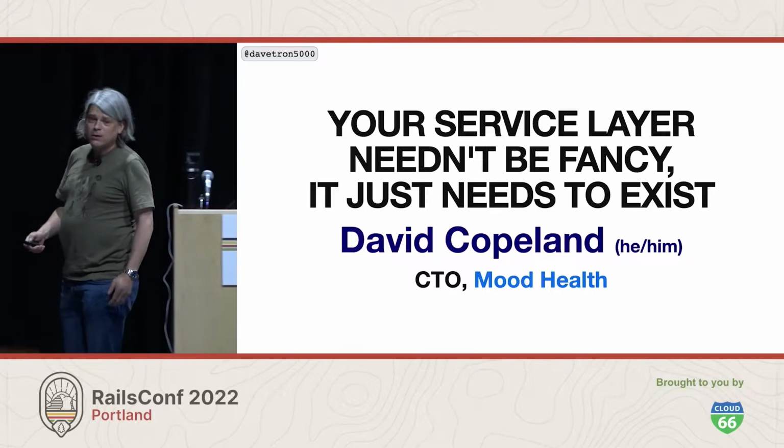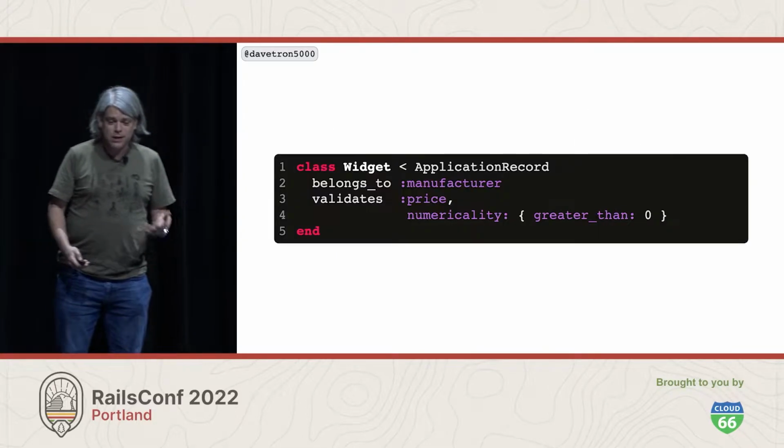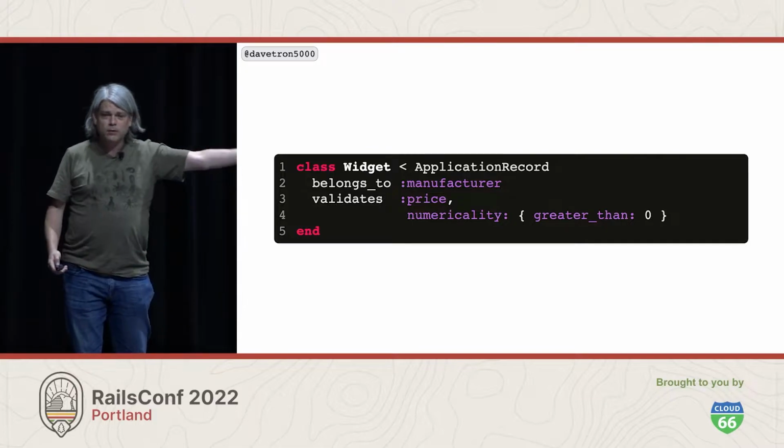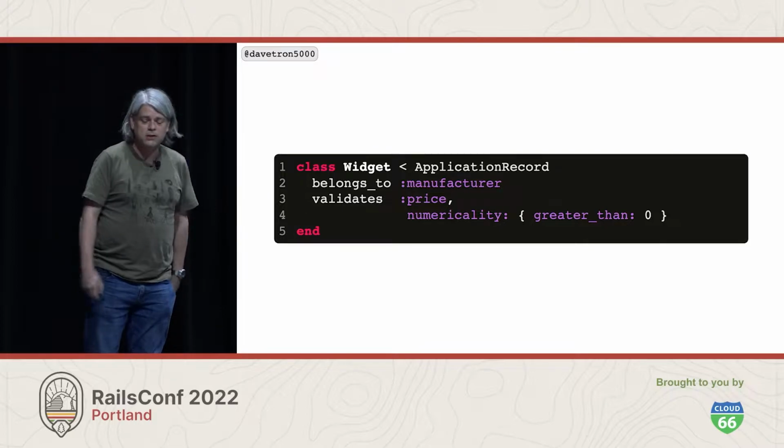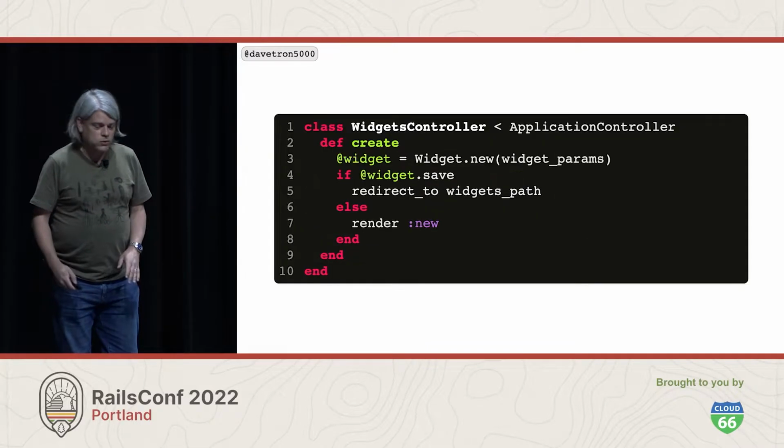This is a talk about code and what to do with it, so let's look at some. We've got a widget, right? We all know what this means. We've got a widgets table in our database. It's got a manufacturer, it's got some validations. Not important, just need a little backstory for this.